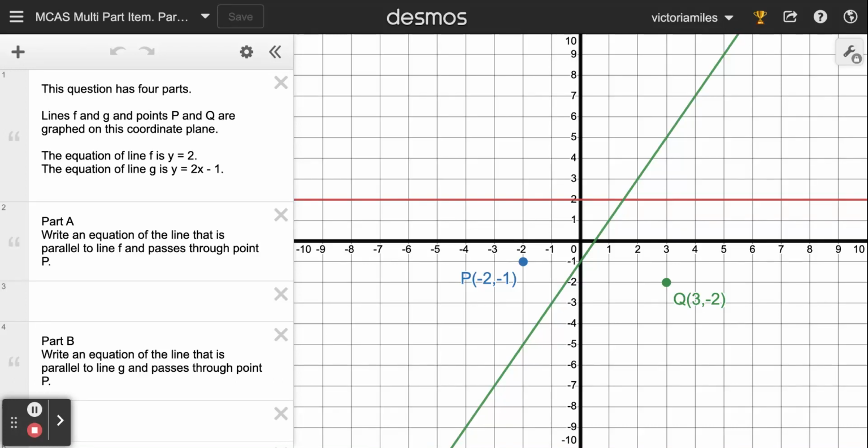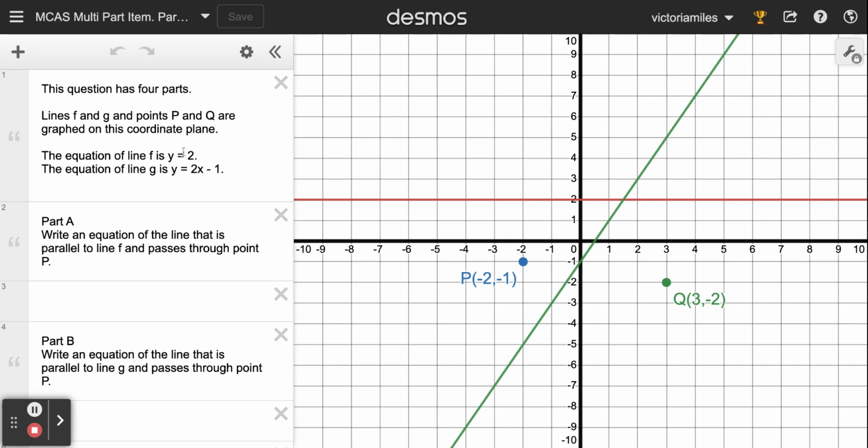This is a Desmos graph that I made using the Desmos graphing calculator to help me solve a constructed response question that MCAS used a couple of years ago in the grade 10 test. This question has 4 parts. The problem starts with: Lines F and G and points P and Q are graphed on this coordinate plane.